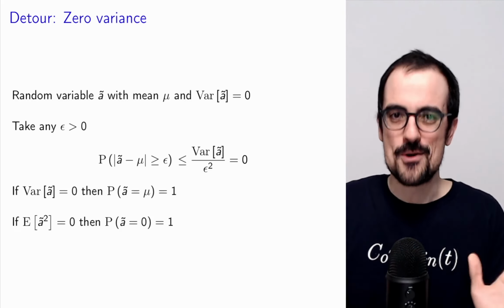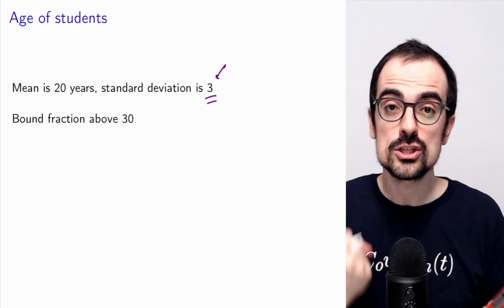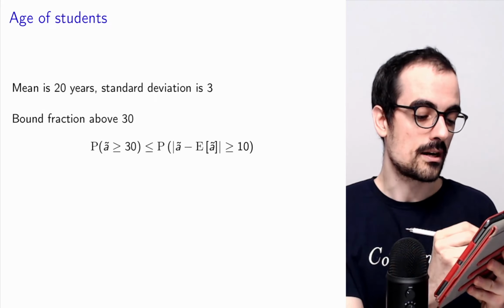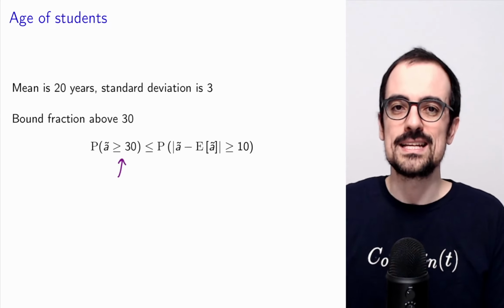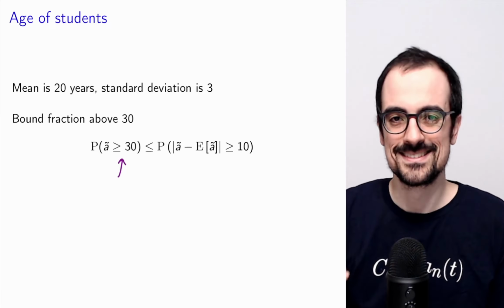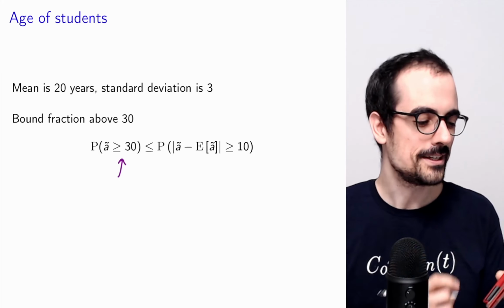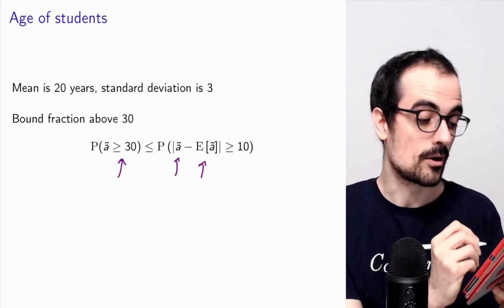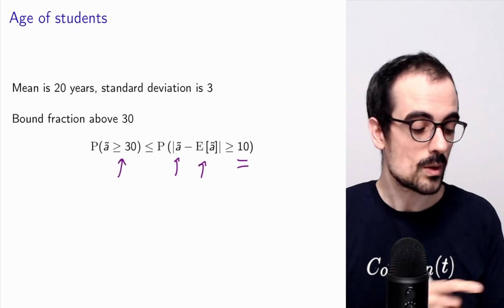So here we want to bound the fraction of students above 30, and we realize that the standard deviation is actually only 3. So in order to use that information, we're going to apply Chebyshev's inequality. The probability that the students are above 30 is smaller than the probability that they are above 30 or below 10. Maybe we have some geniuses that are 9-year-olds running around here. That's the probability that A deviates from its mean by more than 10. Here we can apply Chebyshev's inequality.